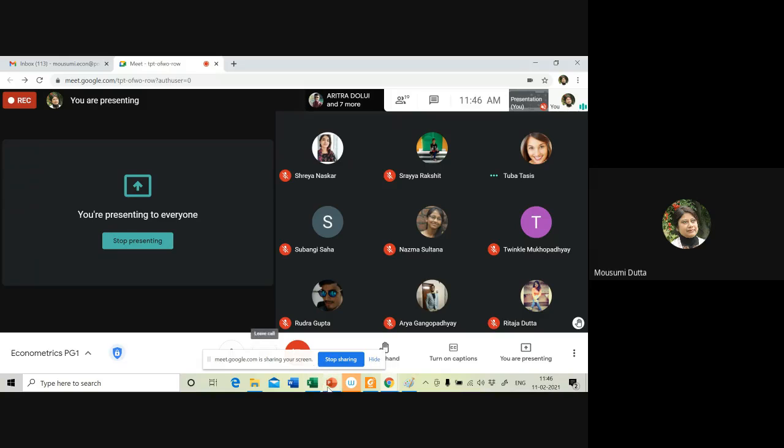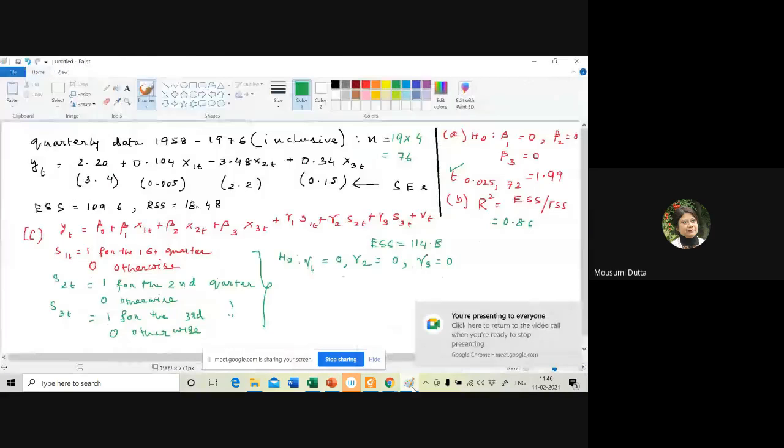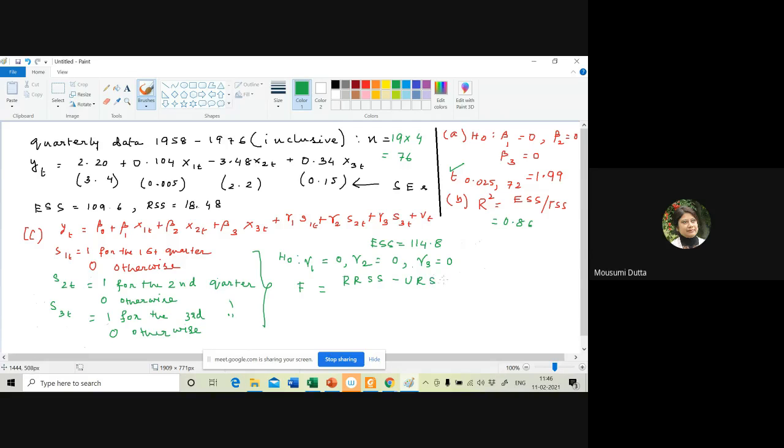So I hope everybody is understanding we are moving towards F. Gamma 1 is equal to gamma 2 is equal to gamma 3 is equal to 0. That we will test using the F test, where the formula is RRSS minus URSS divided by restrictions.